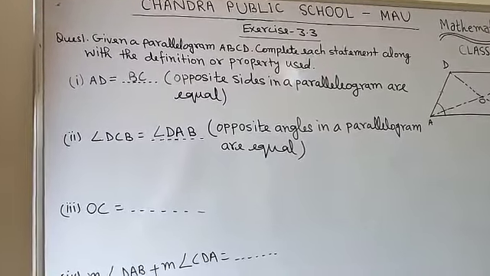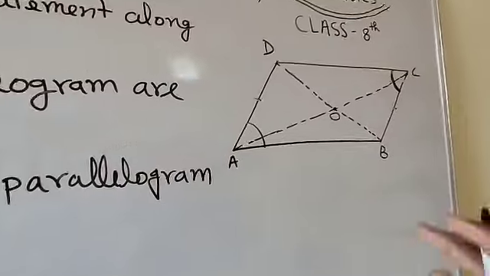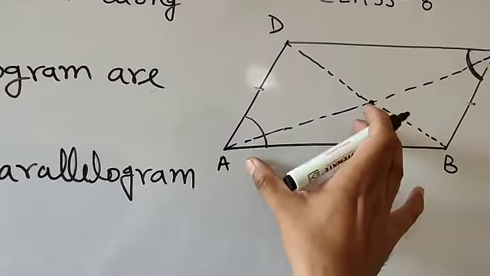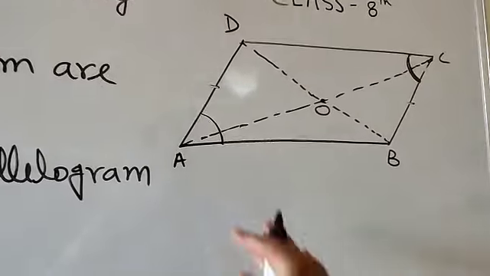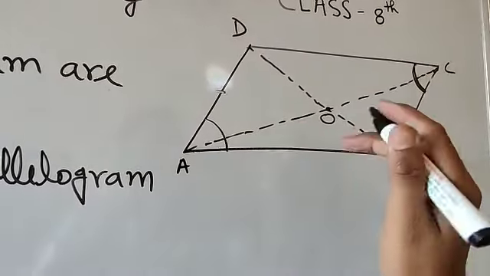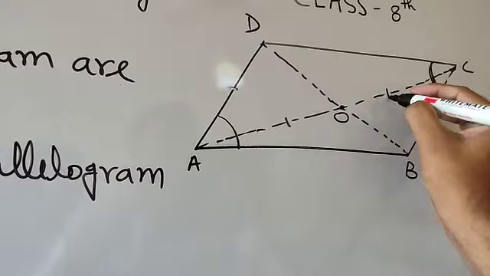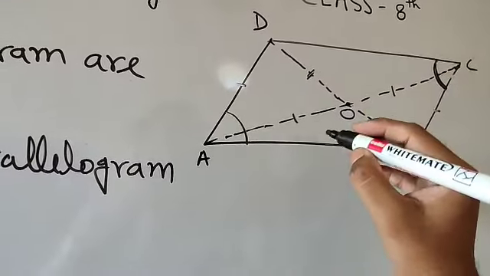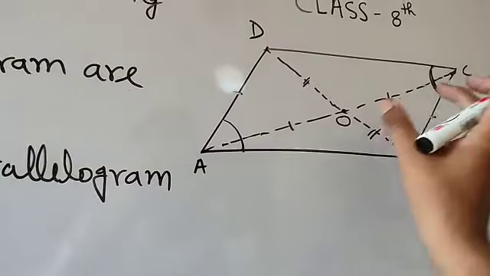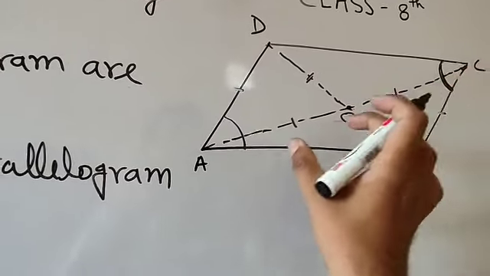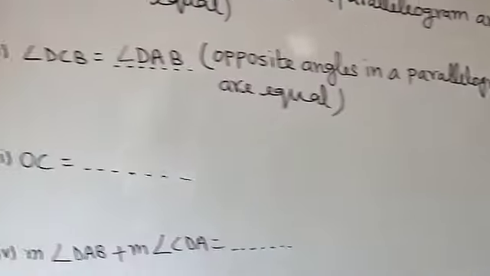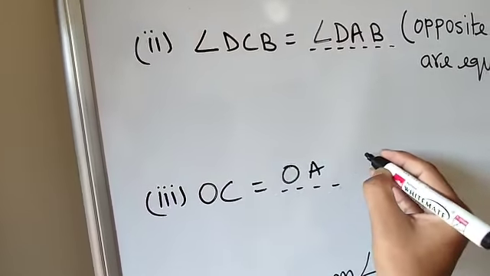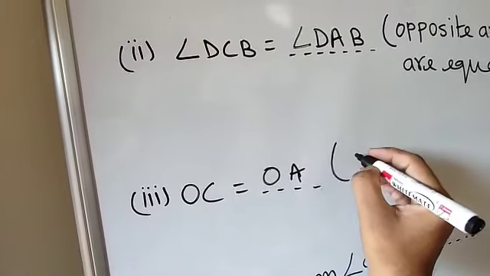Now the third one is given, OC equal to. Now here in the diagram, OC. So OC equal to OA. You know that in the parallelogram diagonals bisect each other. It means OA and OC are equal, as well as OD and OB are equal. So here it is asked that OC equal to, so OC equal to OA. So here you can write OC equal to OA, and again you can give the reason.